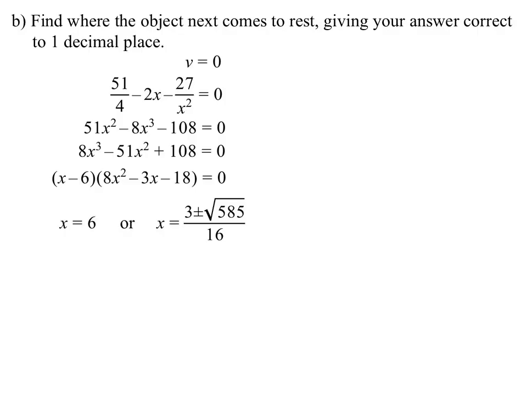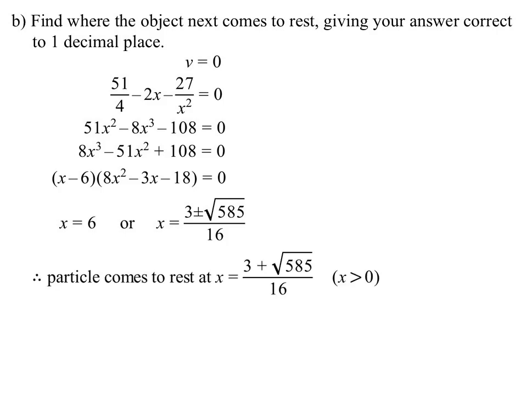They want the one when it next comes to rest, and I'm not dealing with time here, I'm dealing with displacement. What I do know about this problem is that displacement has to be greater than 0 because it was above it, and we said it was in the positive direction, so the positive answer would be the next time it comes to rest. And bung that into the calculator. They said to 1 decimal place for some reason. Maybe a physics teacher wrote the problem. The exact answer is quite fine, really. But there it is, 1.7 to 1 decimal place.